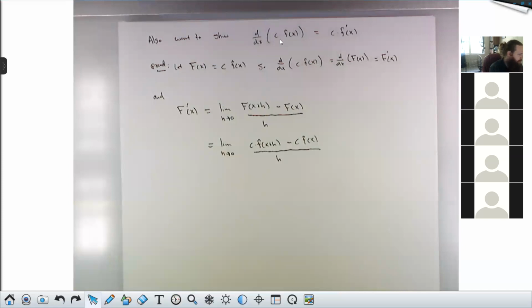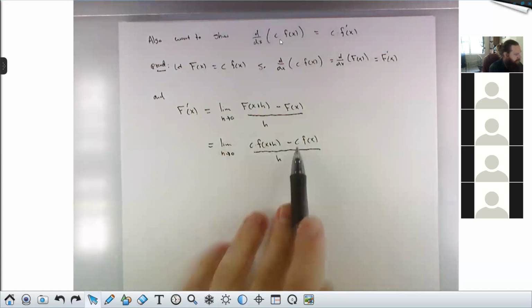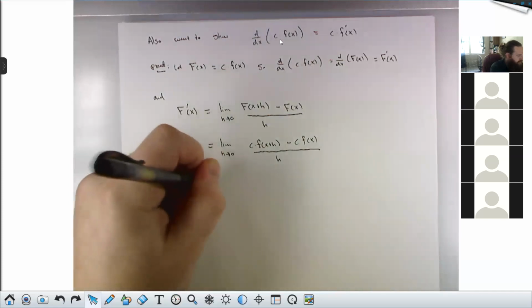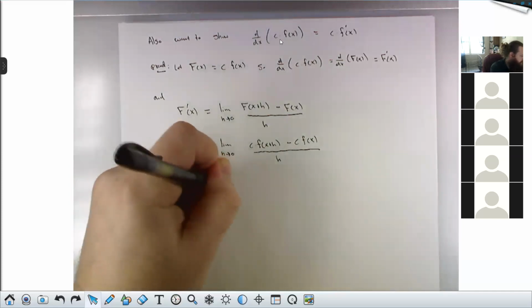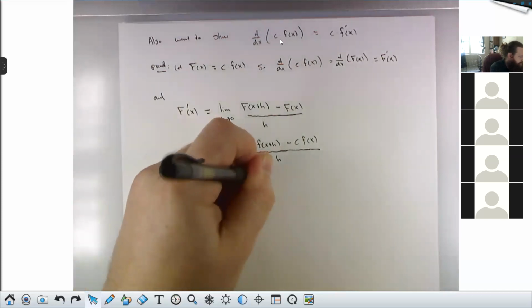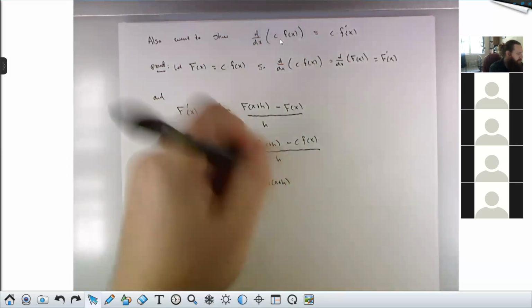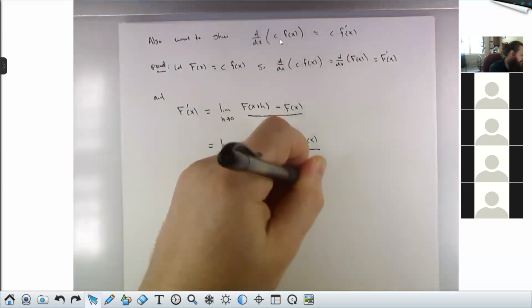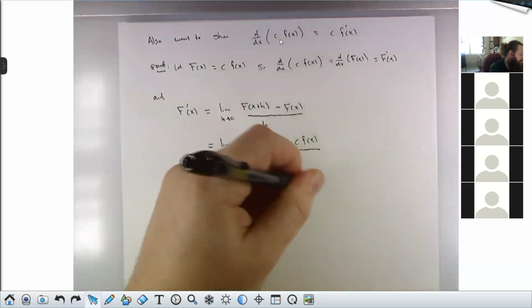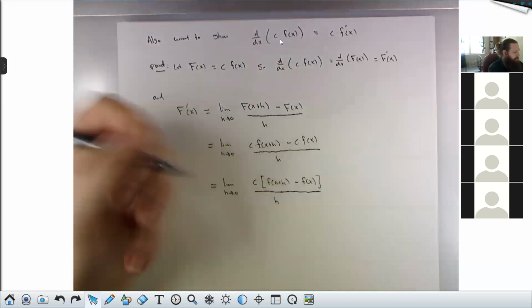And again, you stare at this for about 10 seconds before you realize, oh, factor of c here, factor of c here, I can bring it out. So inside the limit, I can factor the c in my difference quotient, and then I'll be left with f of x plus h minus f of x all over h. And again, we lean on Yiping's lesson.